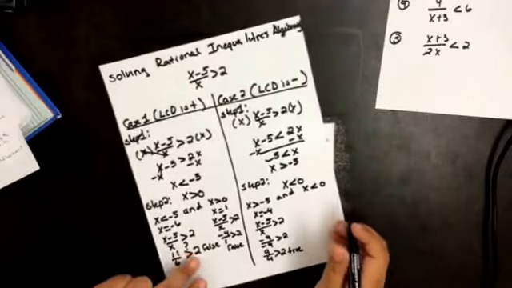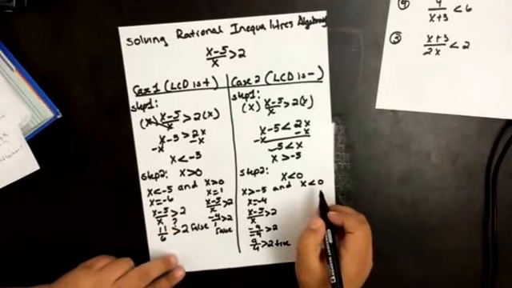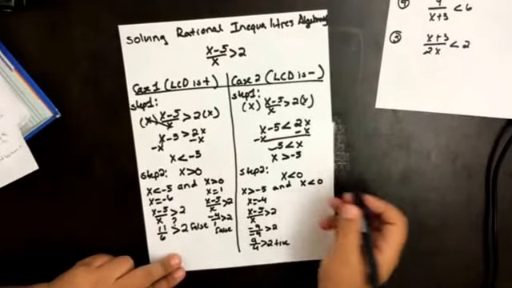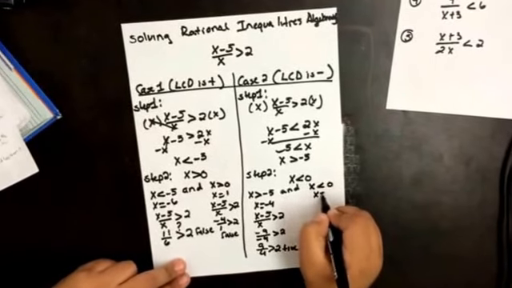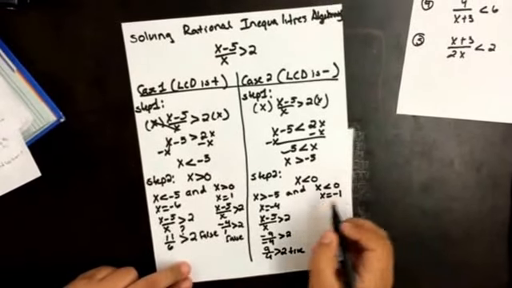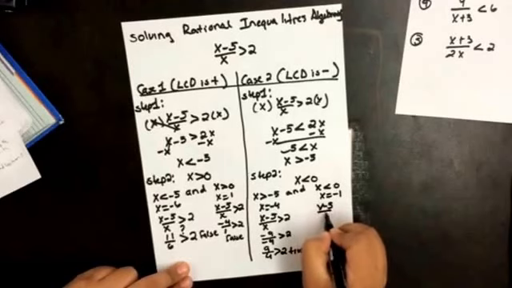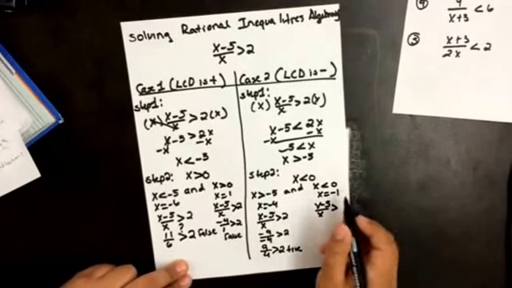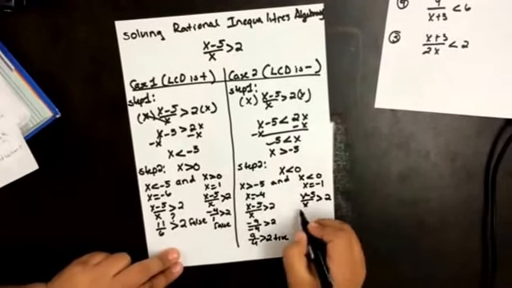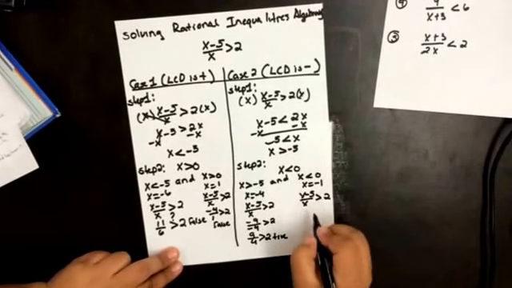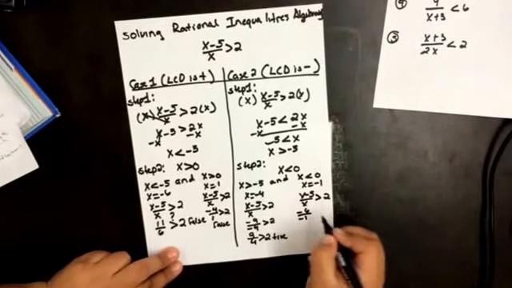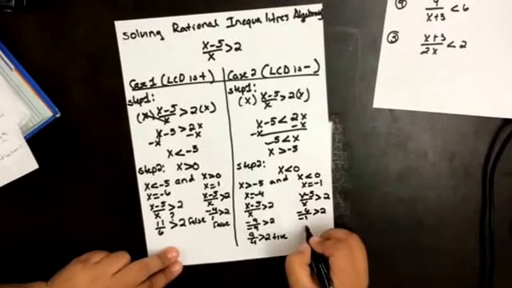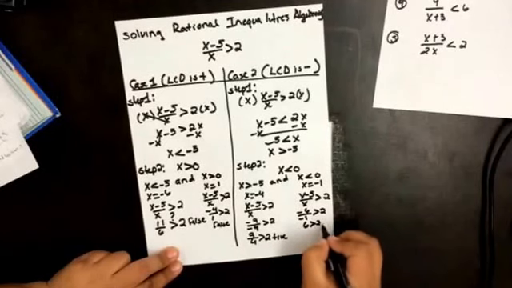Okay, now let's check when x is less than 0. Okay, let's test x equals negative 1. So negative 1 minus 5 will give us negative 6 over negative 1, which is 6. 6 is greater than 2.